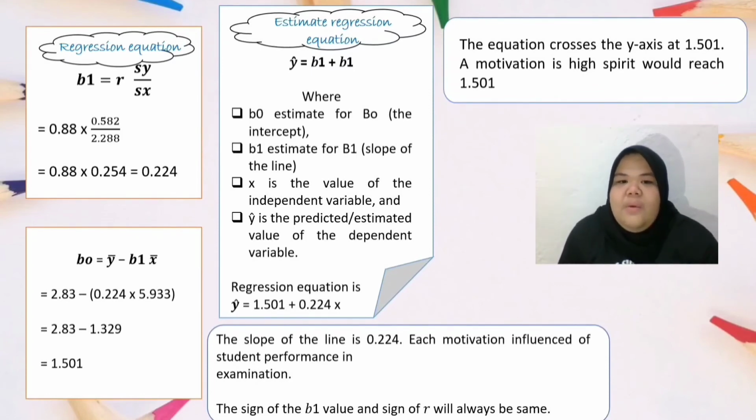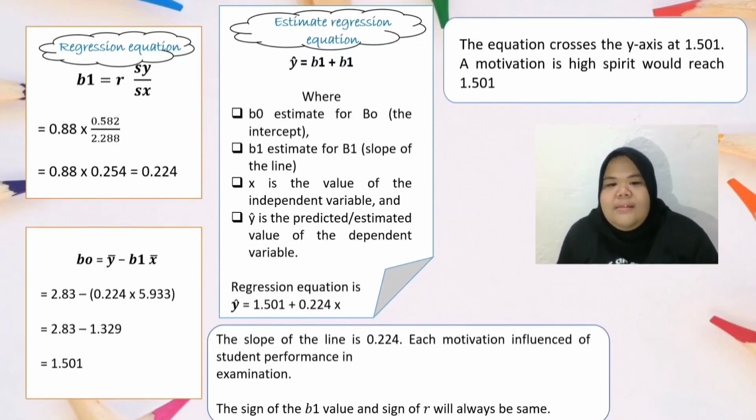The second is the estimated regression equation, which is Y equal to B0 plus B1 X, where B0 is the estimate for the intercept, B1 is the estimate for the slope of the line, X is the value of the independent variable, and Y is the predicted estimated value of the dependent variable. The regression equation is Y equal to 1.501 plus 0.224X.